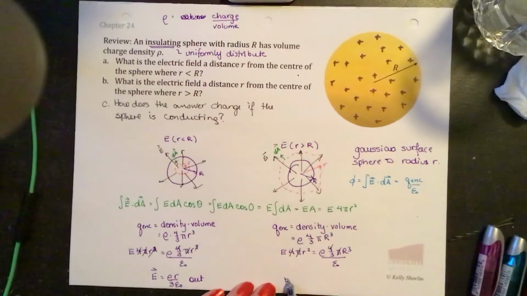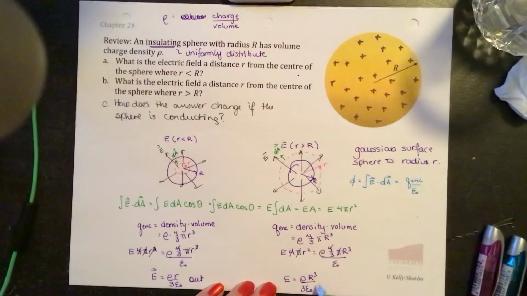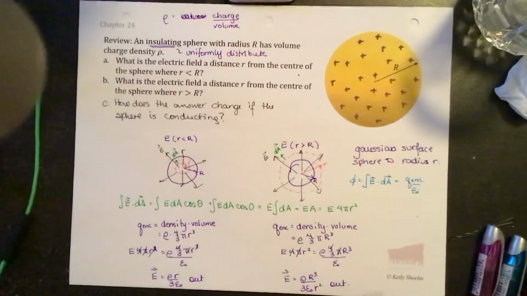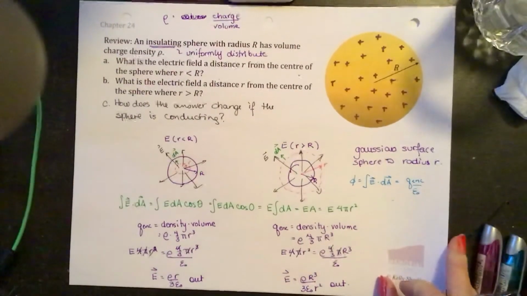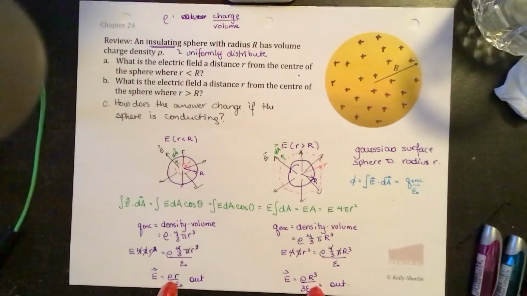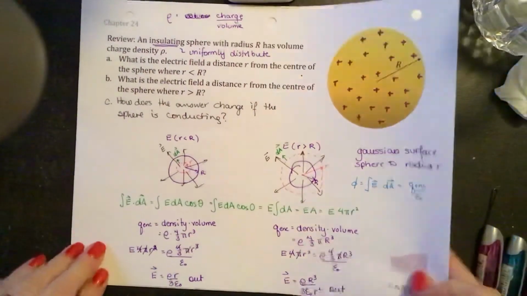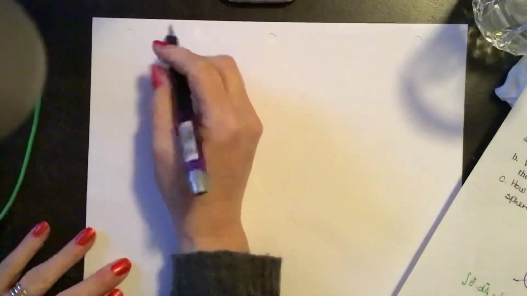So then our electric field is equal to rho times r cubed divided by 3 times epsilon naught times r squared. It is a vector and the direction is radially outwards. At the surface, at little r equals capital R, we see that these expressions reduce to exactly the same thing. So why don't we even do a graph of those and write in the value.